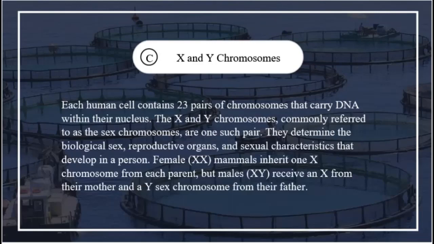Each human cell contains 23 pairs of chromosomes that carry DNA within their nucleus. The X and Y chromosomes, commonly referred to as the sex chromosomes, are one such pair. They determine the biological sex, reproductive organs, and sexual characteristics that develop in a person. Female, XX, mammals inherit one X chromosome from each parent, but males, XY, receive an X from their mother and a Y sex chromosome from their father.